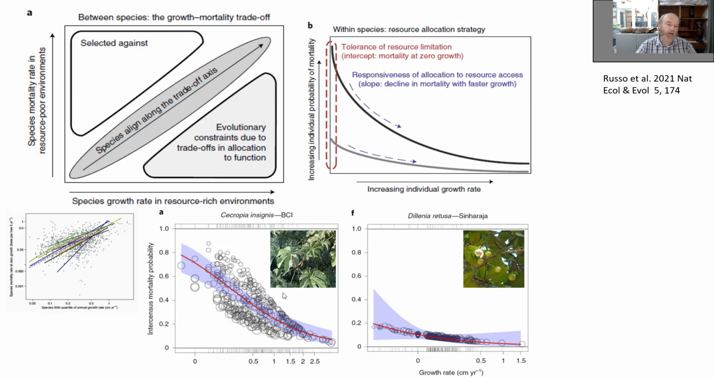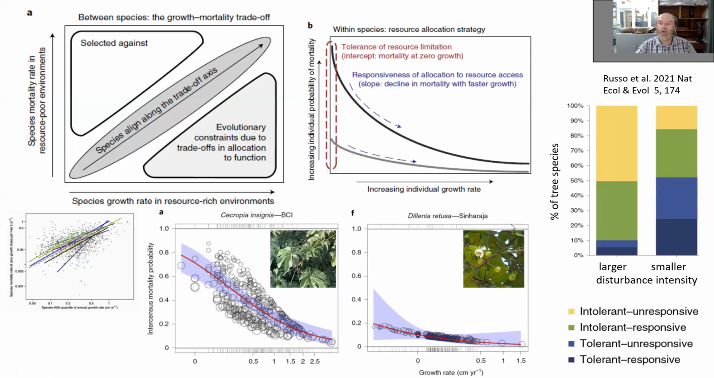Fast-growing species are dying faster than the more careful, slowly growing species. This is Dillenia retusa. That's a species which does basically nothing. It's always very tolerant to shade, and it's always very slowly growing, no matter what happens.